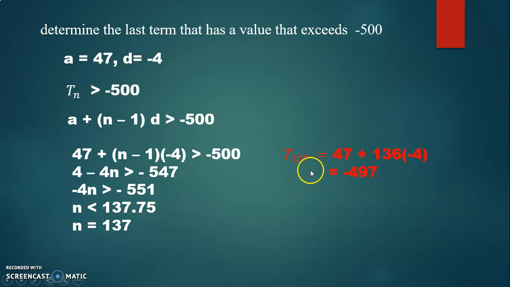You can counter check. T137 means a plus (n minus 1), 就是 136, times d. 你看它的 value negative 497. That means 它是 exceed 超过 negative 500 了。It is the last term that has a value exceeds negative 500. 如果这个呢，就 less than... T138 呢, the next one would be negative 501. That means 它少过 negative 500. Alright.